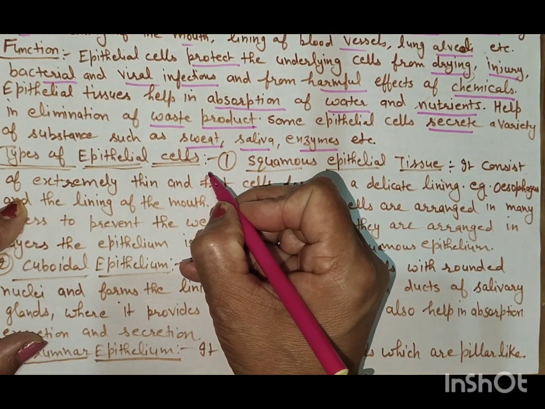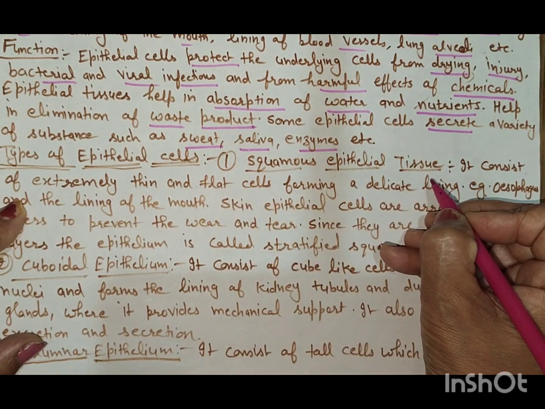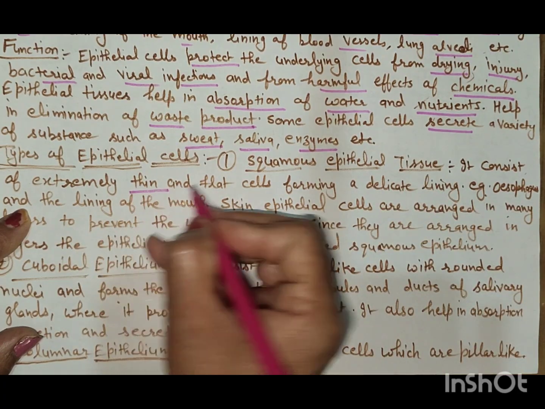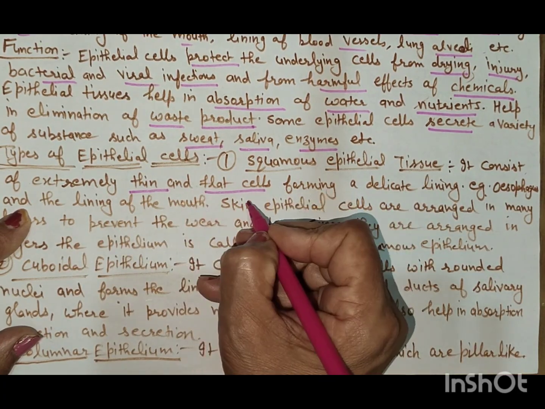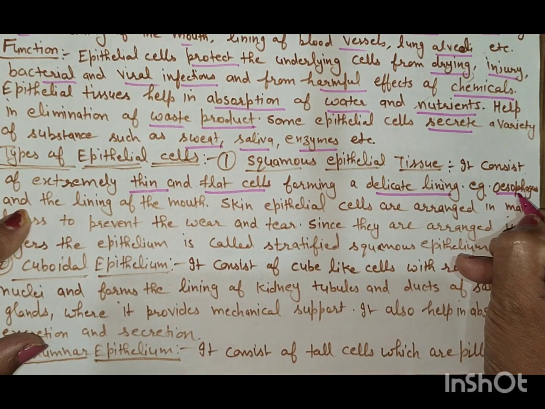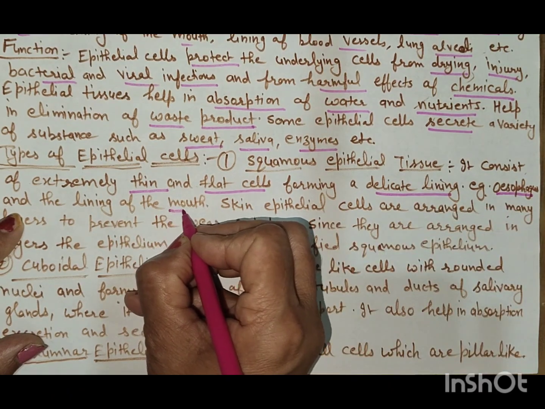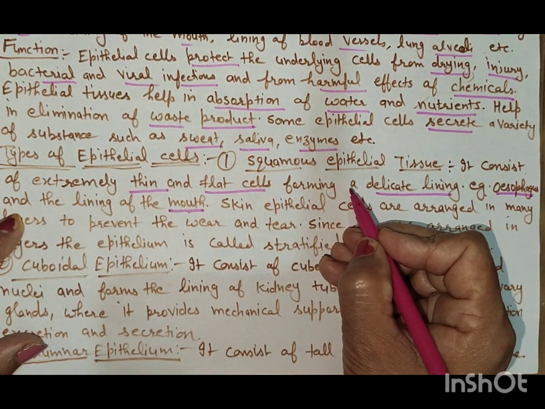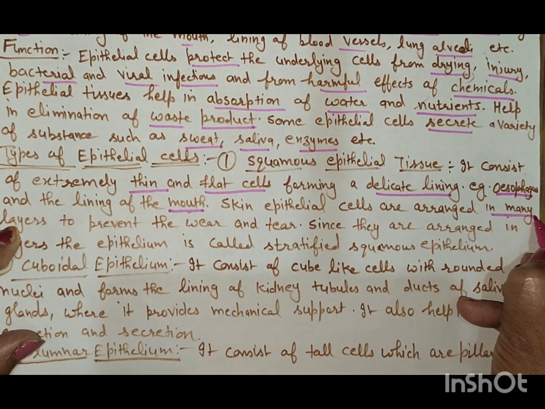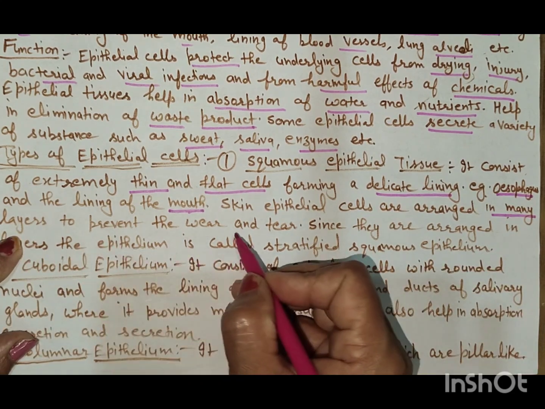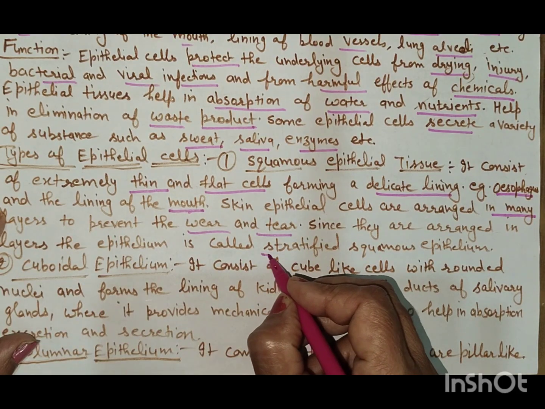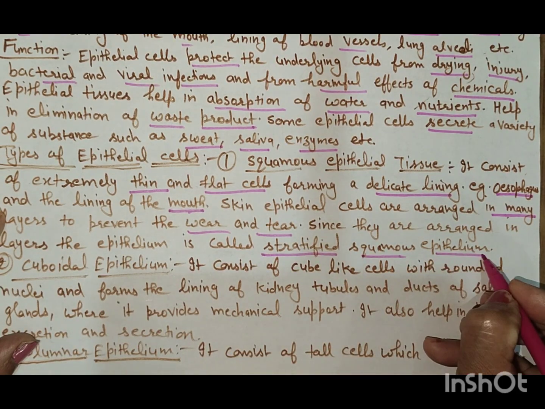What are the different types of epithelial cells? First is squamous epithelial tissue. It consists of extremely thin and flat cells forming a delicate lining, like in the esophagus and the lining of the mouth. In the skin, epithelial cells are arranged in many layers to prevent wear and tear. Since they are arranged in layers, the epithelium is called stratified squamous epithelium.